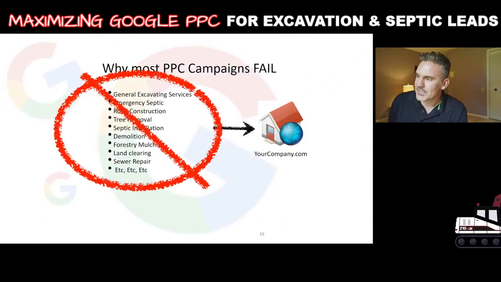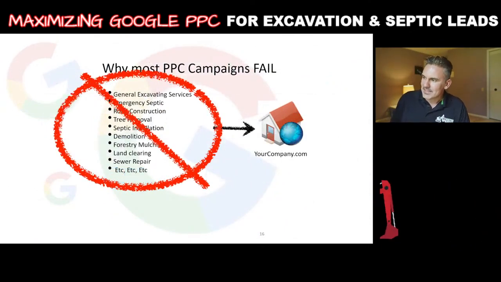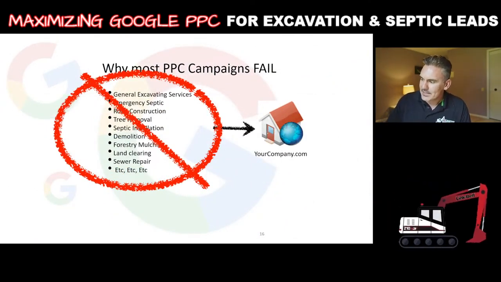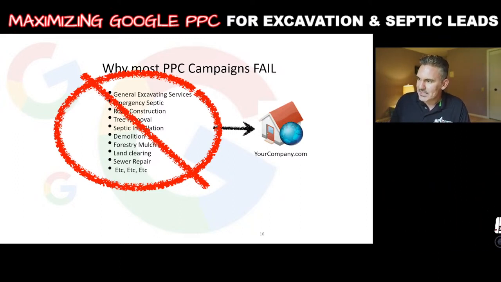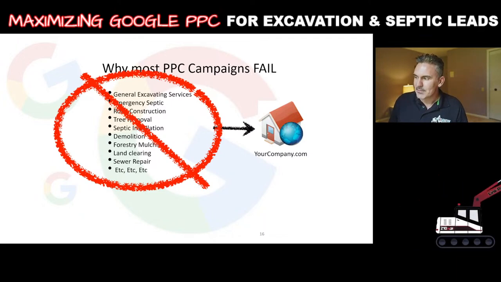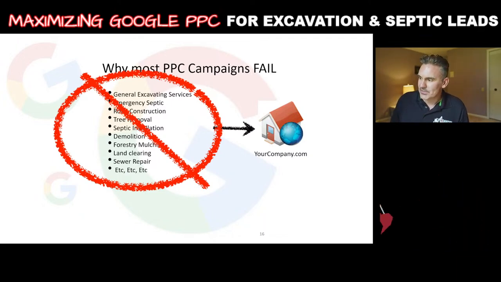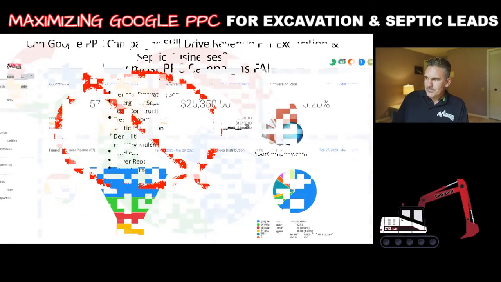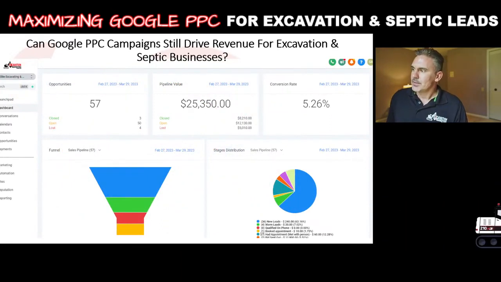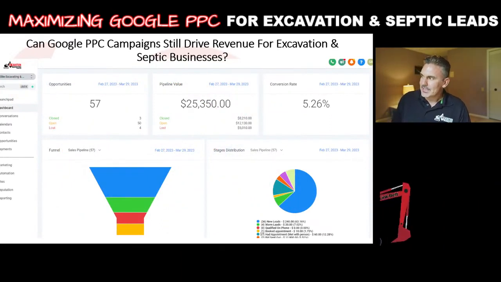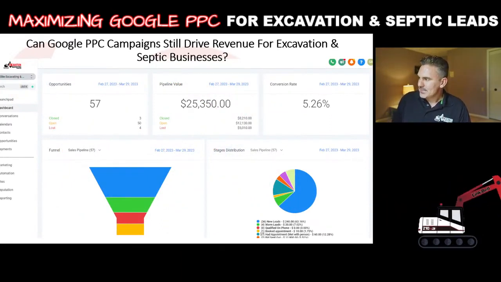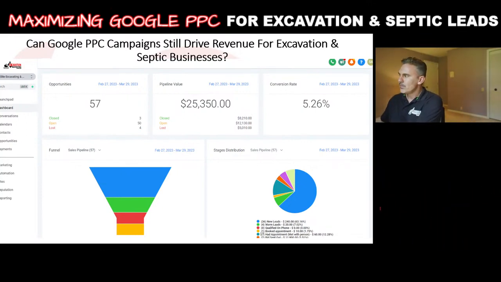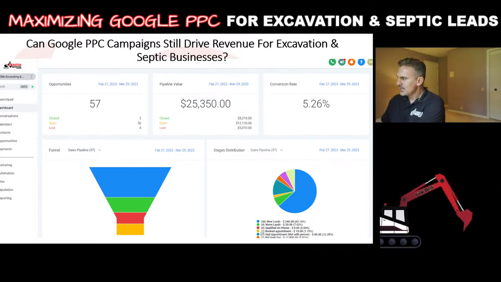By the way, what this image is symbolizing is all the campaigns for excavating, emergency septic, road construction, just driving them to one landing page. That also does not work. So can Google pay-per-click campaigns still drive revenue for excavation and septic businesses?